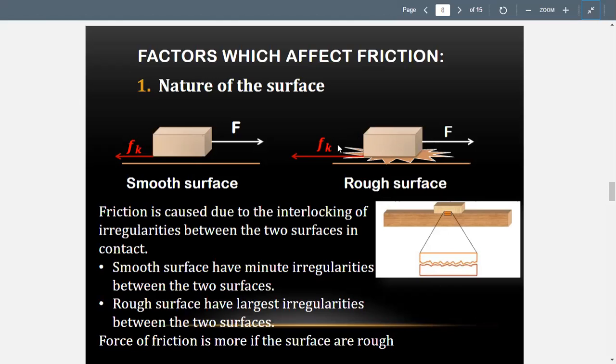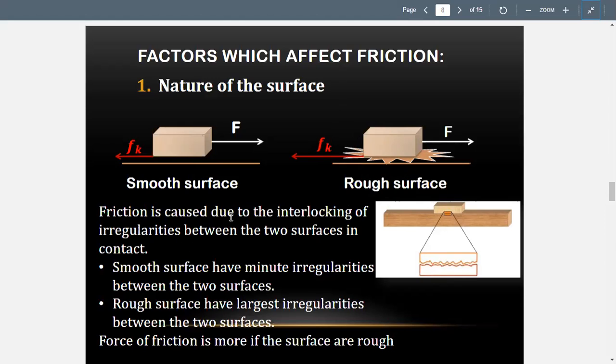Now again, there's a kind of friction called kinetic friction. Kinetic friction is indicated by Fk, and this is the kind of friction when the body is already sliding. But before the body slides, there is still friction present. If the body is at rest, then we call the friction there static, and we will mention it later.